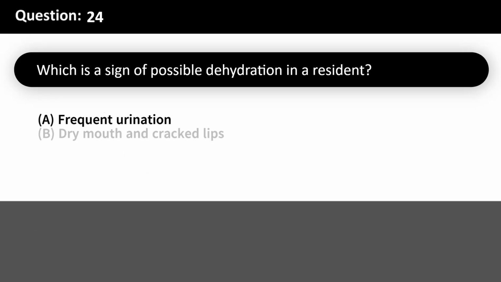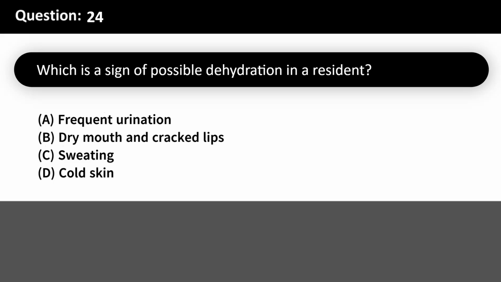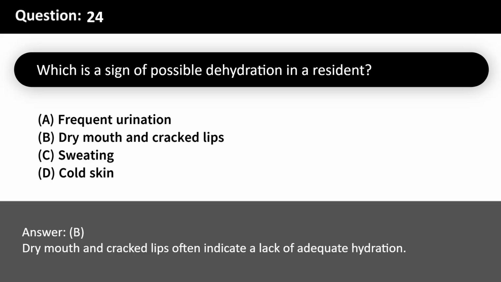Which is a sign of possible dehydration in a resident? A. Frequent urination. B. Dry mouth and cracked lips. C. Sweating. D. Cold skin. Answer: B. Dry mouth and cracked lips often indicate a lack of adequate hydration.